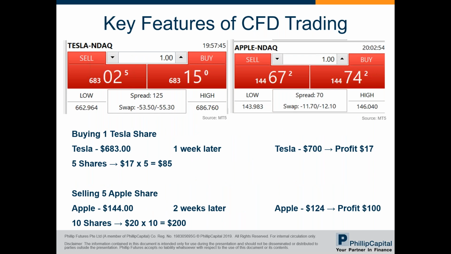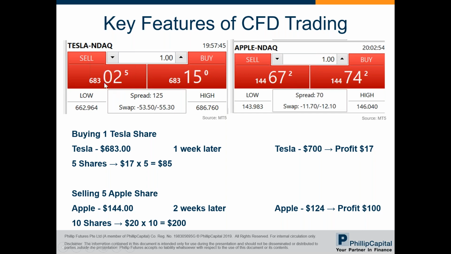Some of the key features of CFD trading. I just extracted this from my MT5 platform. I'll show two shares for you. One would be Tesla and one would be Apple, two of the hot, popular shares that are being traded currently.